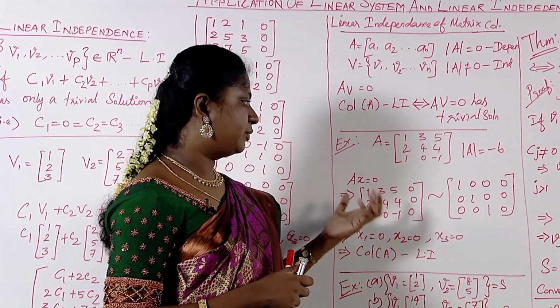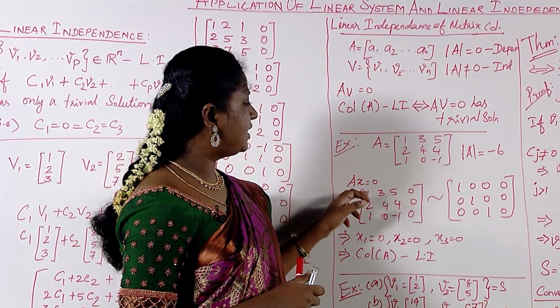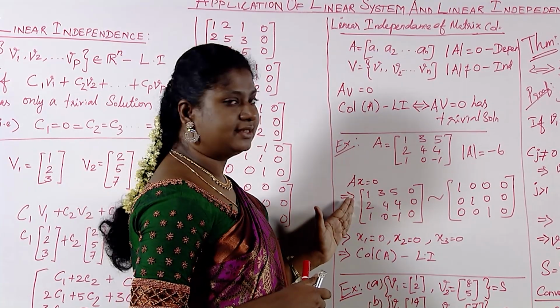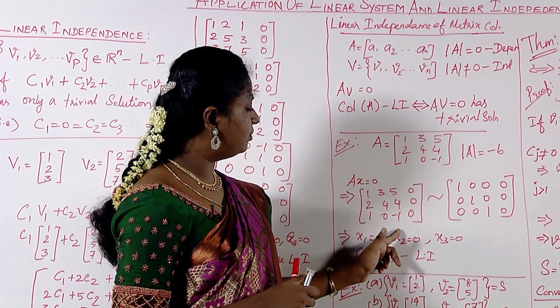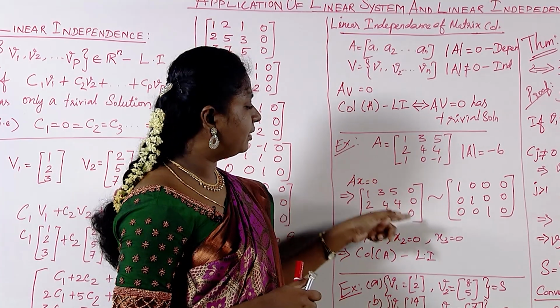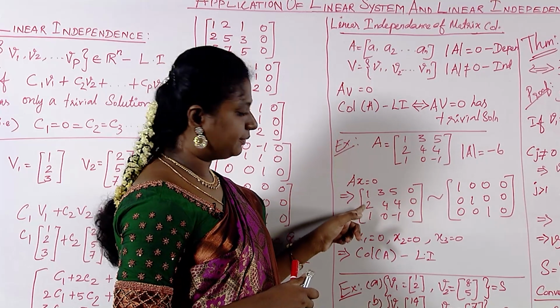This is one procedure. The other one is, from here we can prove it by considering Ax equal to 0. From this step, form the corresponding augmented matrix. I am getting 1, 3, 5, 2, 4, 4, 1, 0, minus 1, and in the last column I have 0 0 0, because that is what I am considering, Ax equal to 0, which is what the condition also says.